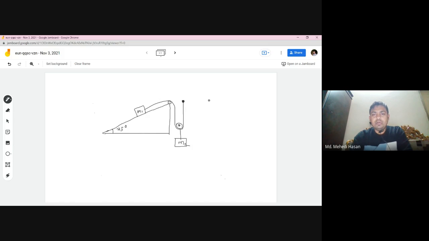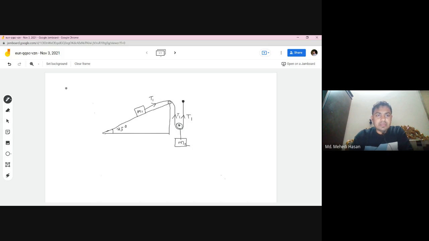Now we know that the tension of a string for a single string will be the same, but for a different string the tension will be different. So the tension for m1 in this string will be along that direction, which is T1. We are considering this is T1. For this pulley, although it is massless, the tension along the upward direction, and here also, will be T1. So tension in all of the segments of this string will be T1.